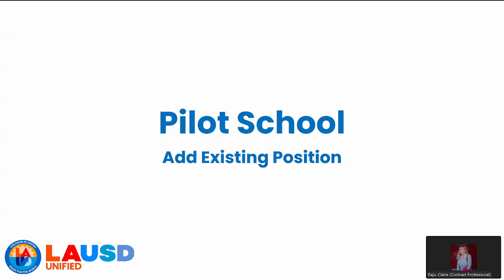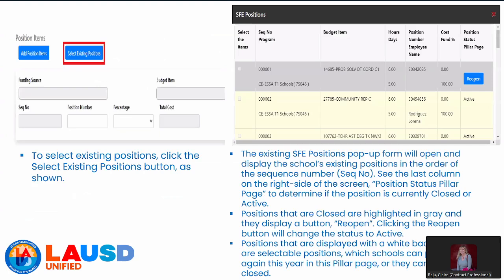And now I'm going to cover pilot schools, how to add an existing position that you're going to roll over from last year into this year. So to select your existing positions, we're going to click the Select Existing Positions button, and it's going to open up a pop-up form, which is shown on the right side of the screen here. And it's going to display all of your existing positions in the order of the sequence number.